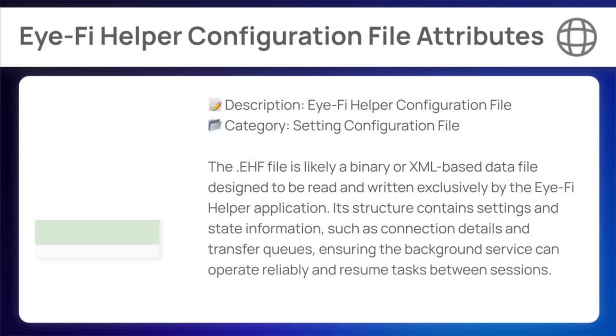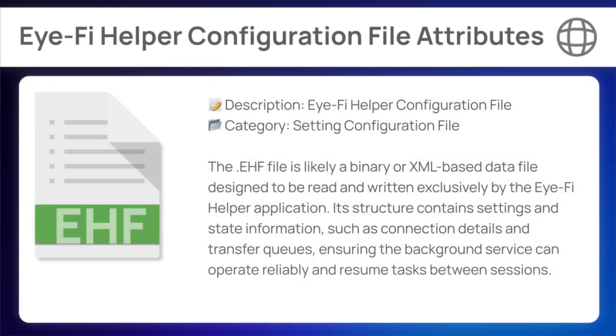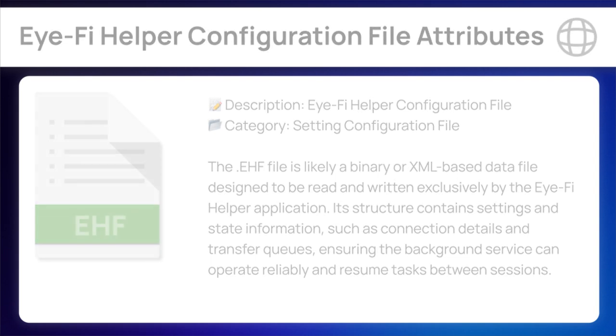The EHF file is likely a binary or XML-based data file designed to be read and written exclusively by the iFi helper application. Its structure contains settings and state information, such as connection details and transfer queues, ensuring the background service can operate reliably and resume tasks between sessions.